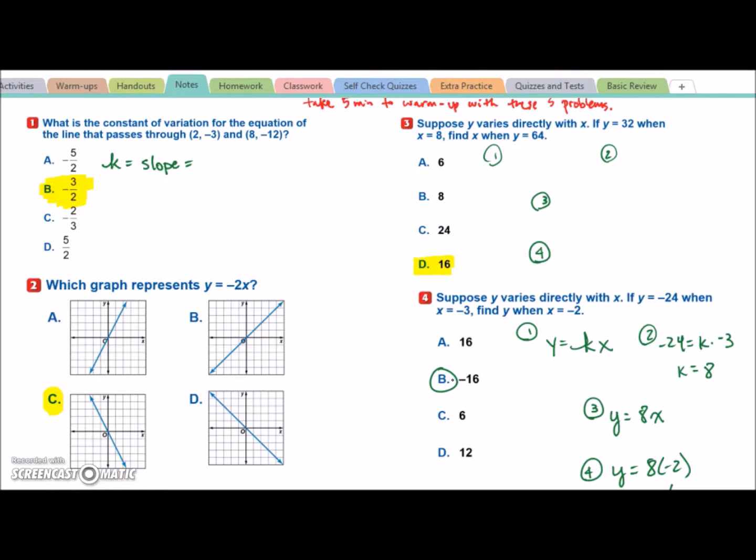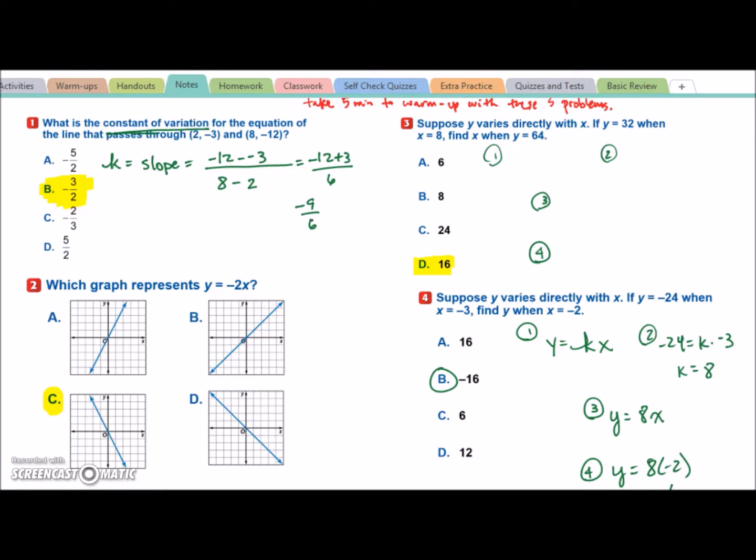through those 2 points they gave you? Well, we know that constant of variation is slope. So if I know that k equals slope, I just find the slope by subtracting the y coordinates on the top and the x coordinates on the bottom. When I do that, I'm just careful with my signs, and I get -12 plus 3 over 6, which is -9 over 6, which reduces to -3/2.